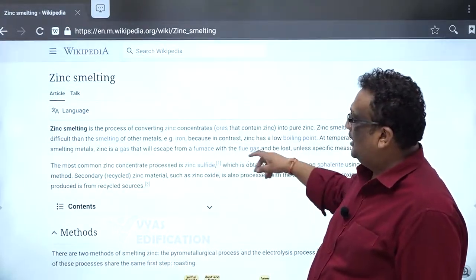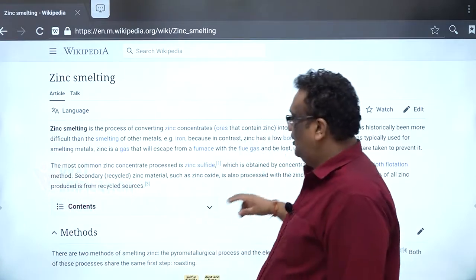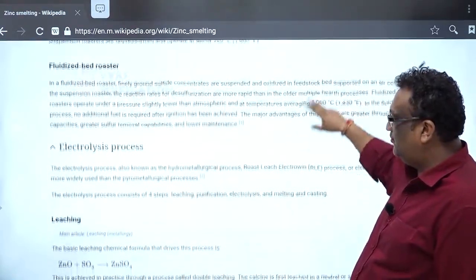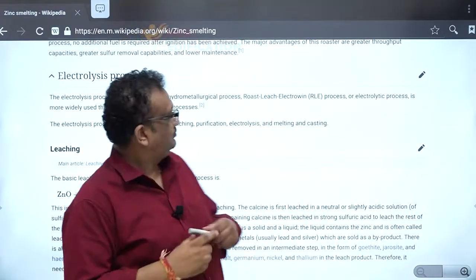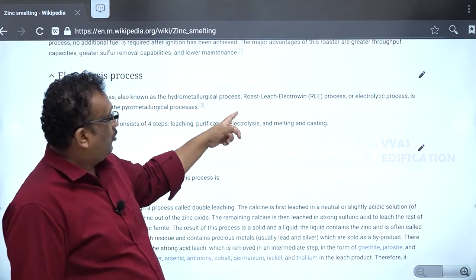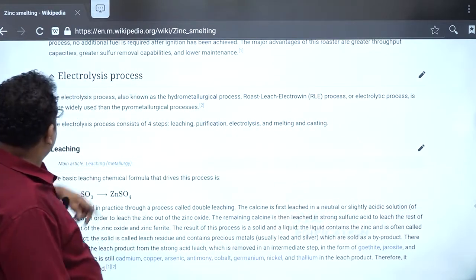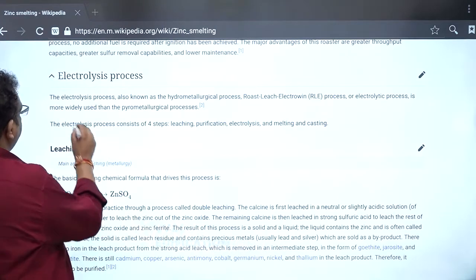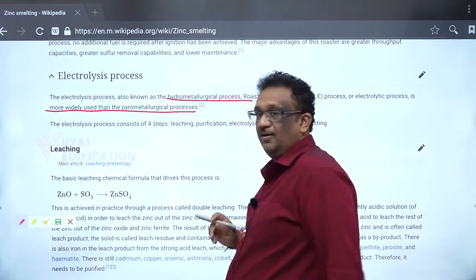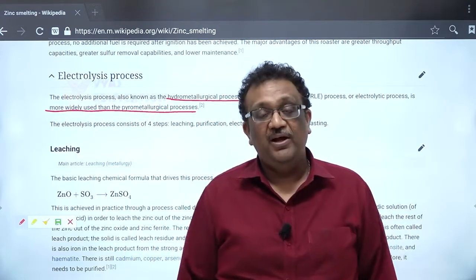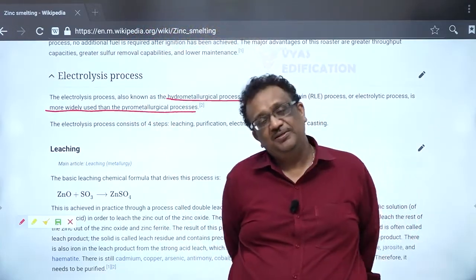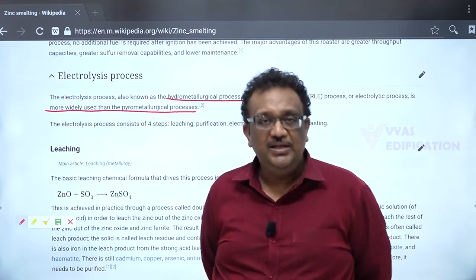If you just type zinc smelting, that means extraction of zinc, and you go for methods. Now, I have not written Wikipedia, so this is not me alone, but then I think I have the support of the entire world with me. Just look at this. The electrolysis process, also known as hydrometallurgical process or Roast-Leach-Electrowin process or electrolytic process, is more widely used than the pyrometallurgical process. They are themselves saying that hydrometallurgy is used more widely as compared to pyrometallurgy. Pyrometallurgy is when you heat it, boil it, evaporate it, and so on. As compared to that, this is much better. So ultimately, hydrometallurgy is used for extraction of zinc, right?